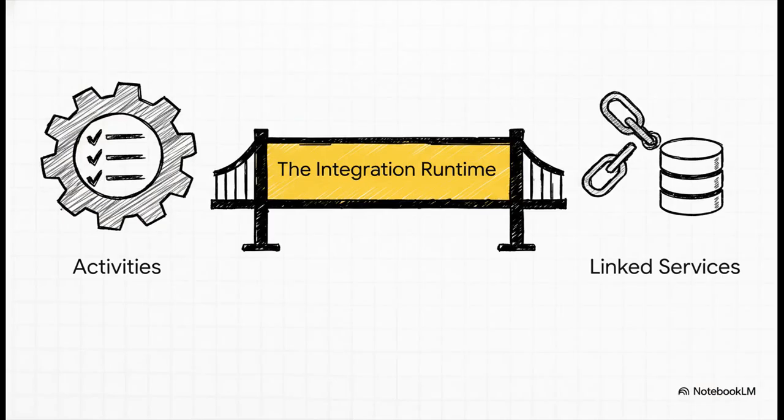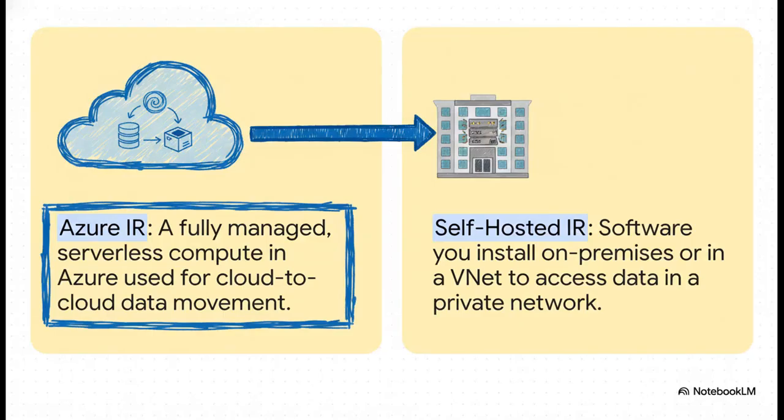The secret is something called the Integration Runtime, or IR for short. You can think of the IR as the bridge that connects all the pieces. It's the actual compute power that carries out the activities and makes all this secure, compliant data movement possible. And here you have a really key choice to make. For any cloud-to-cloud data movement, you're going to use the Azure IR. It's fully managed, it's serverless, you don't have to worry about it.